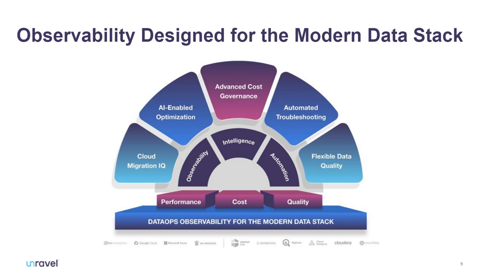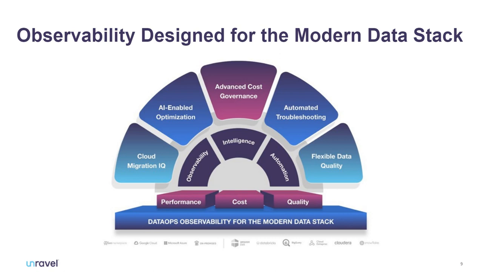So the ability to take a look at things such as your cloud migrations or monitor your cost governance. Modern cloud tools do provide some ability to monitor the cost, but being able to act proactively and predict what that cost might be down the road, based on usage and usage models and patterns, is something that's unique to Unravel.